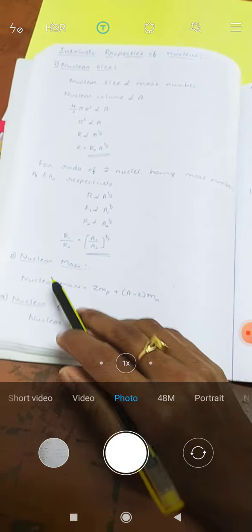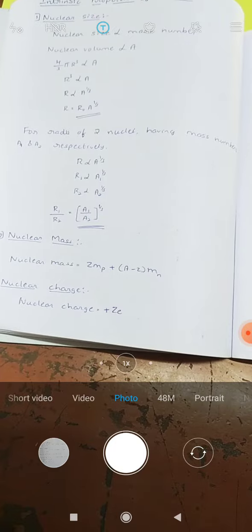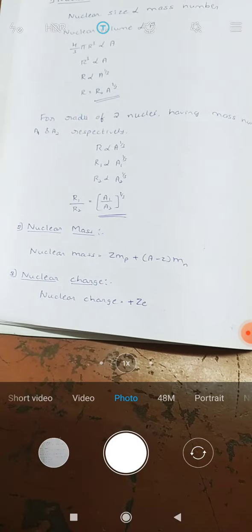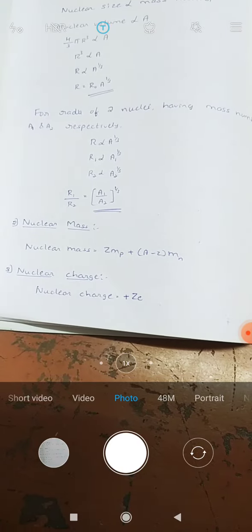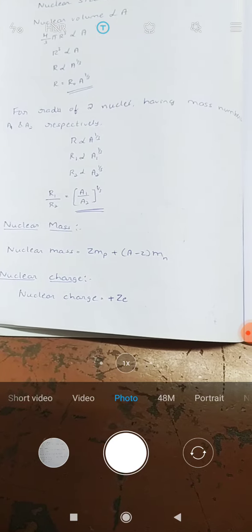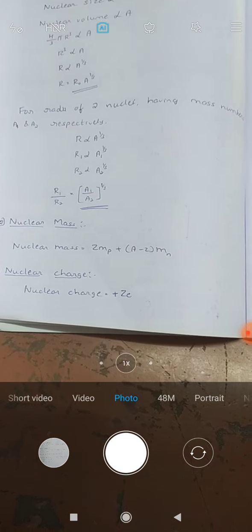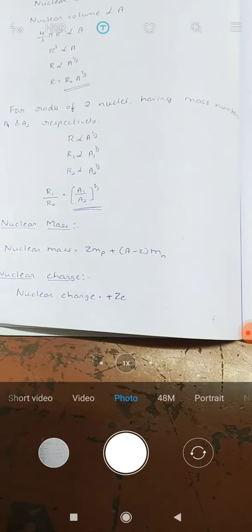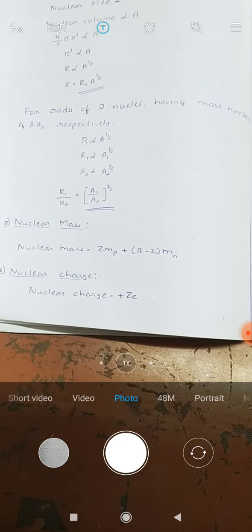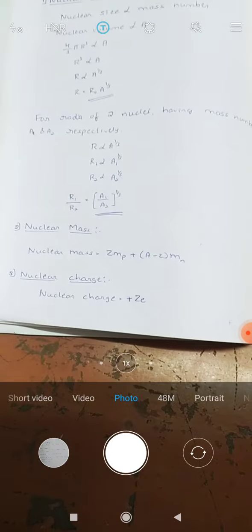The next is nuclear mass. We already know that nuclear mass consists of the number of protons and the number of neutrons, that is indicated as A. By definition, the sum of masses of protons and neutrons present inside the nucleus is called the nuclear mass.